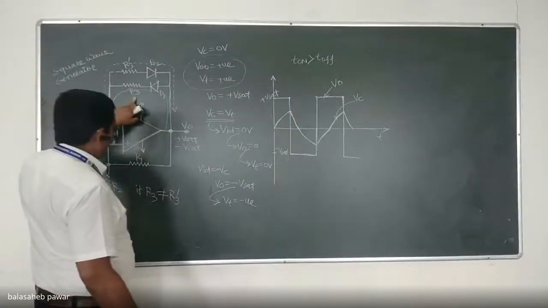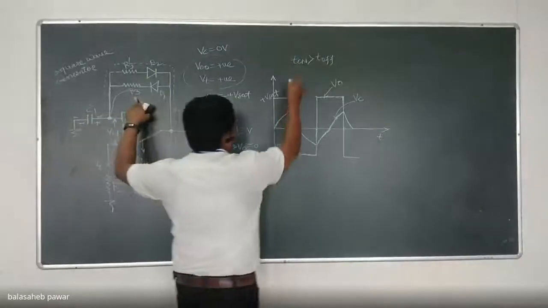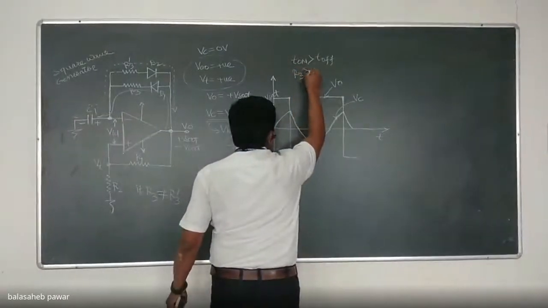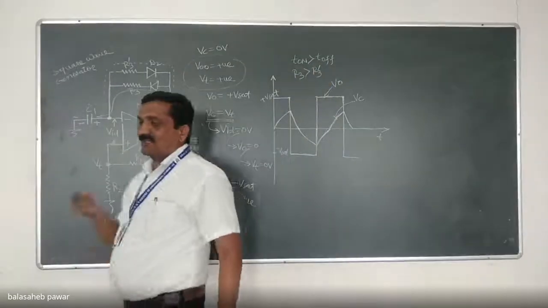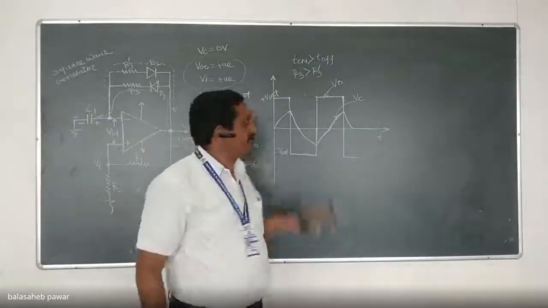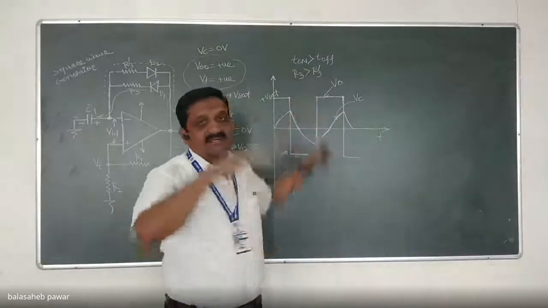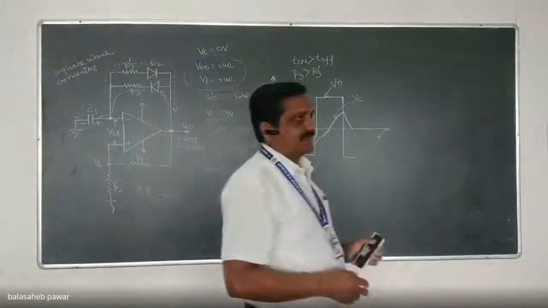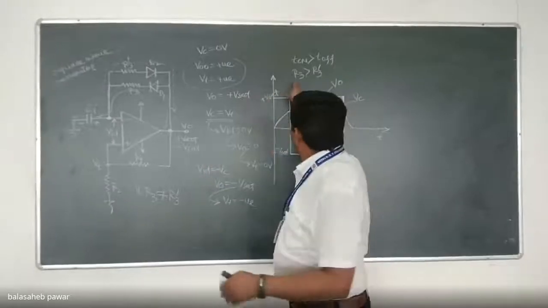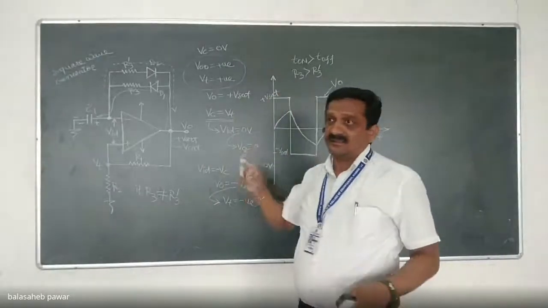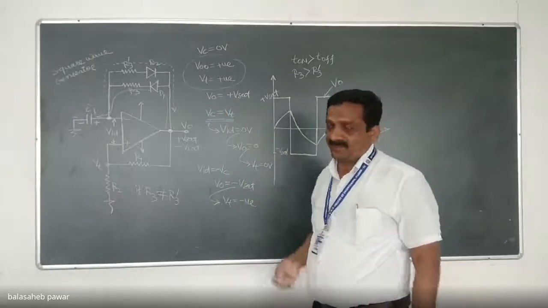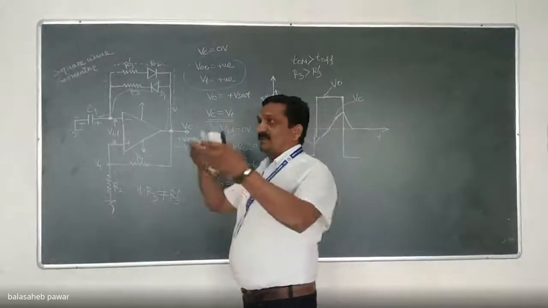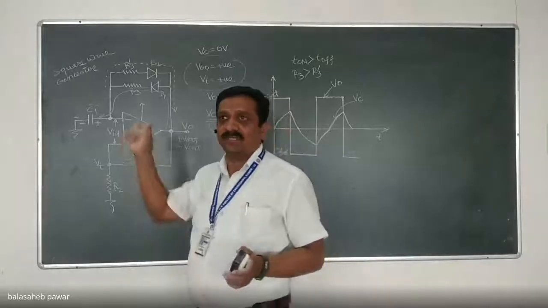If R3 is greater than R3 dash, that means R3 dash is small. Whenever it is small, fast discharging will take place, right? Or when R3 is large, it will charge that capacitor somewhat slowly. That means its on period will increase, while the off period will decrease.